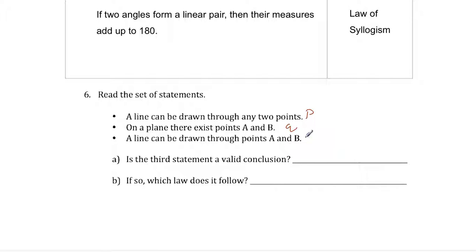Not a great example, but that's if P then Q. So if we know that P is true and Q is true, then if P then Q is true. Yeah, so that's going to be true. Is it a valid conclusion? Yes. And this is the law of detachment. So again, if we know that P is true and Q is true, then if P then Q must be true. That's law of detachment.